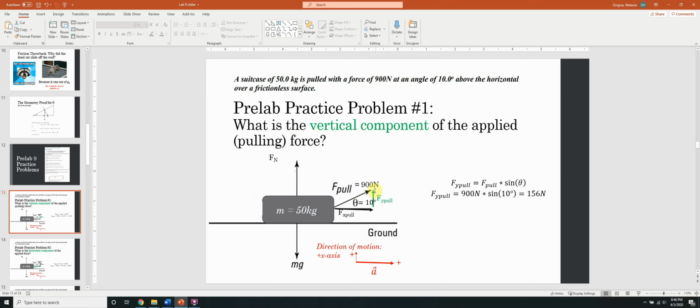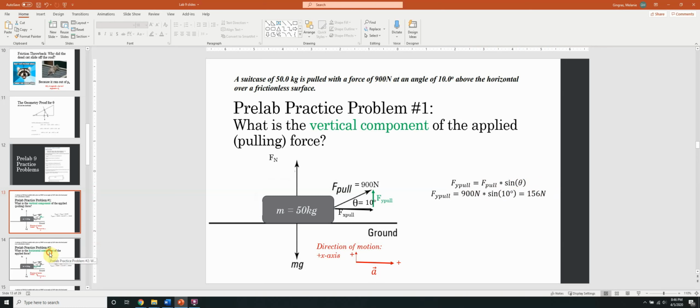Okay, so this goes back to what we did in lab 4, right? Just breaking our vectors down into components. So Fy pull is going to be equal to F pull times sine of theta, or our hypotenuse times sine of theta is equal to our opposite side. Once we plug in our values, we have F pull, which is 900 newtons, times sine of 10 degrees, which is our theta. Fy pull is equal to 156 newtons.